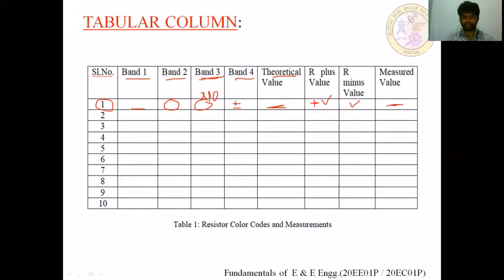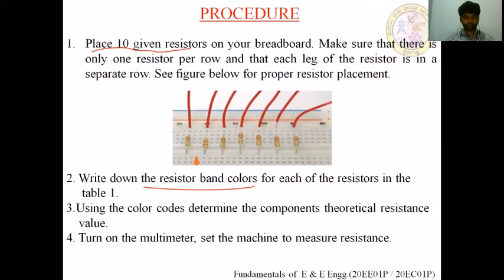Band 4 indicates the tolerance value. It can be a plus or minus tolerance value. Right? So this is table 1. You just note down the value of the band colors and the corresponding values in table 1.